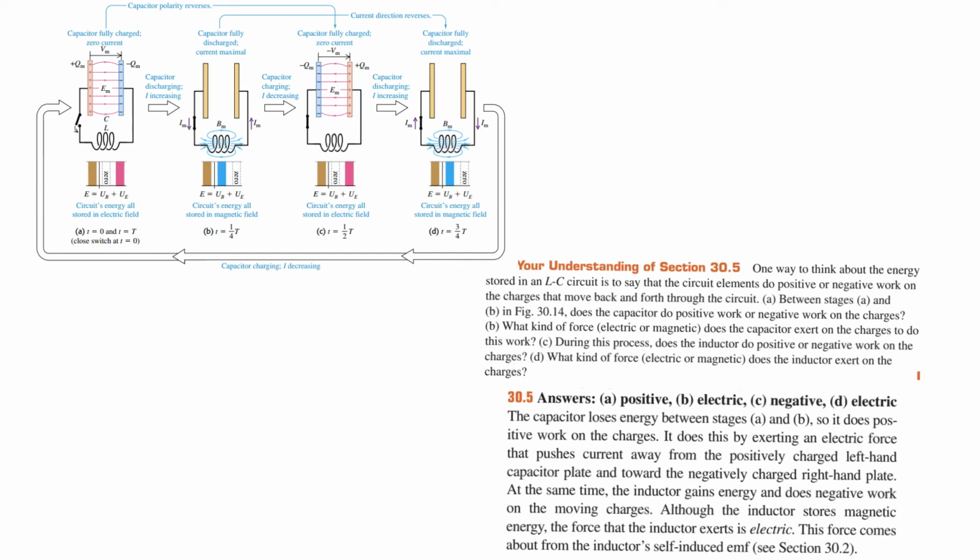The first question asks about figure 30.14, between stages A and B: does the capacitor do positive work or negative work on the charges? Here, the capacitor is definitely going to do positive work, because once the capacitor is discharging, the electrons need to leave the plate. For the electrons to move from one plate to the other plate, they need energy. So the capacitor is going to give some energy to the charge to move from one plate to another. That's the reason why the work done is going to be positive.